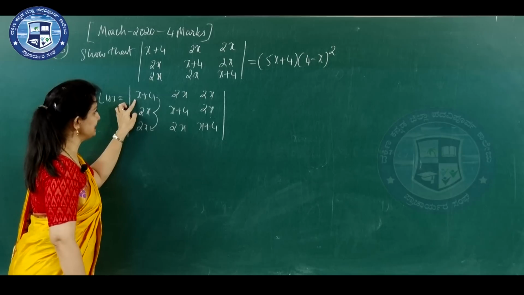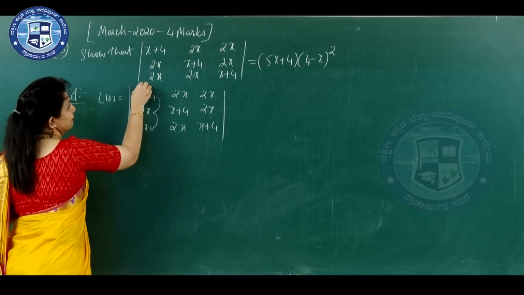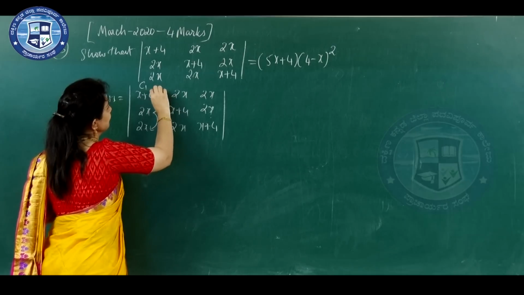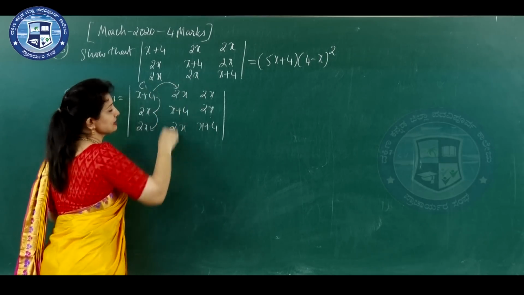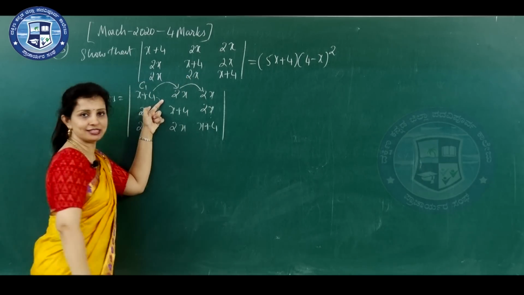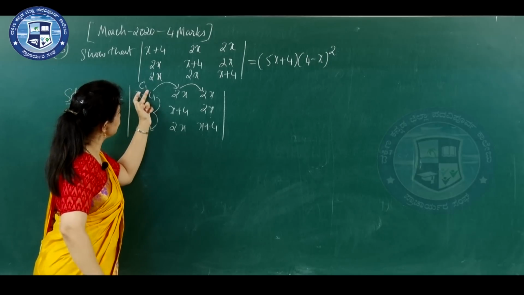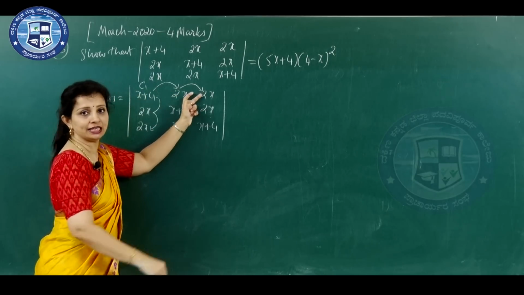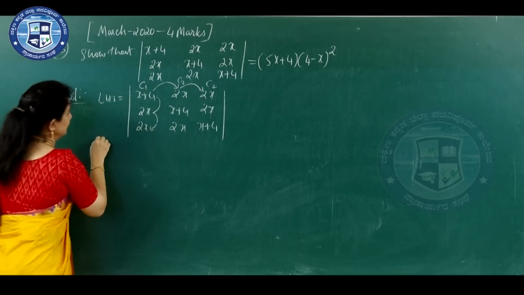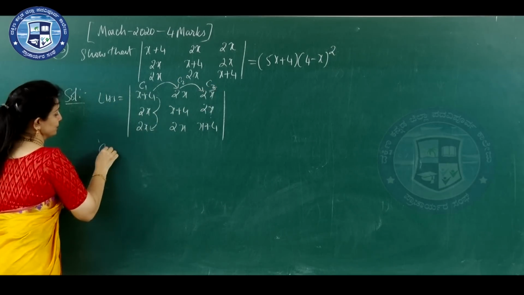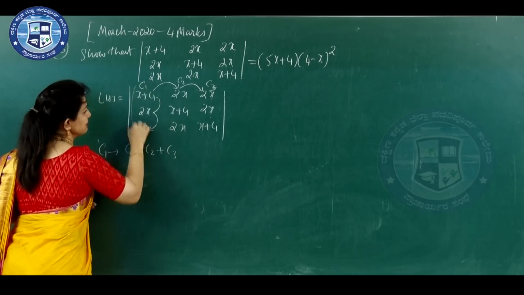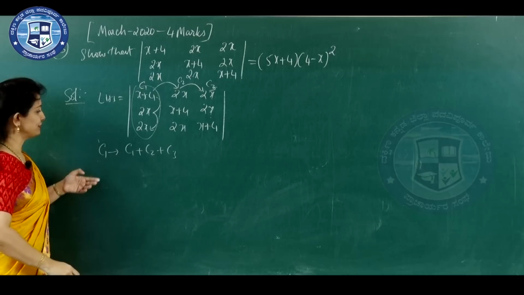So when we add the first column elements, we will change it as adding. In this way also we can add x plus 4 plus 2x, 3x plus 4, 3x plus 4 plus 2x is 5x plus 4. It is possible to add C1 plus C2 plus C3. First column elements we will change it as C1 changes to C1 plus C2 plus C3. First column elements we are going to change. In which way?